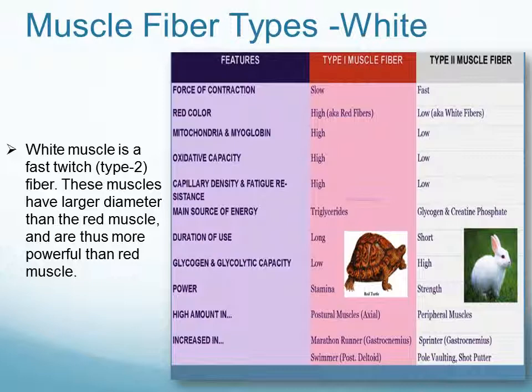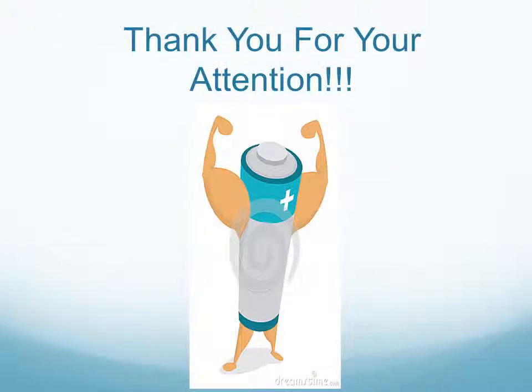On the other hand, if you needed to lift that same heavy book pretty fast, you may want to increase the diameter of the string by adding a lot more of those strings together. This is analogous to the fast twitch white muscle. So now, I hope that you enjoyed the lecture on muscular energetics, and thank you for your attention.